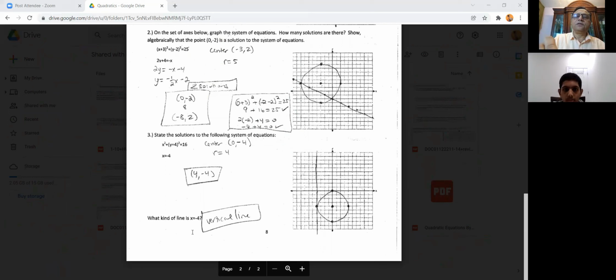Yeah, just plug in negative 4, find the value of y, correct? So let's try to do this. So we have x squared plus y plus 4 whole square equals 16. X equals minus 4. So let's plug in minus 4 here. Plus y plus 4 whole square equals 16. So minus 4 square is 16.